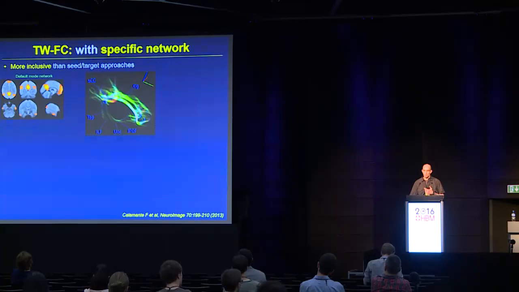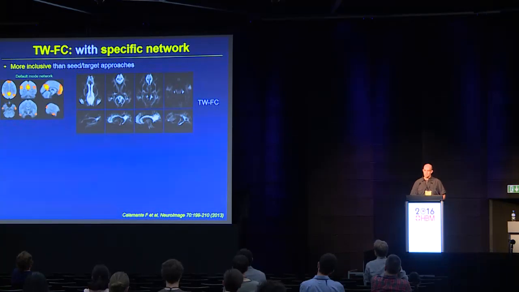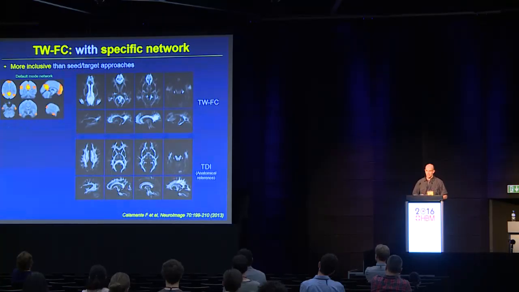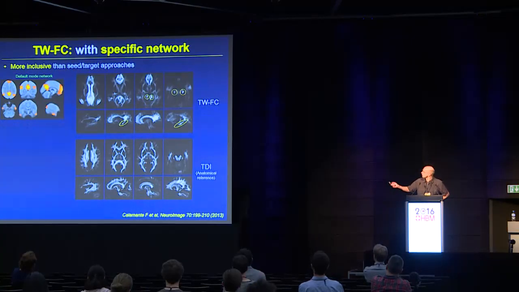The advantage of the approach that has been shown, compared to this seed-target approach, is that it's more inclusive. And this is illustrated here. So we have here, again, a track-weighted functional connectivity of the default mode network. The top row are 4 axial slices. Here are 4 sagittal slices. And again, for anatomical reference, I have the track density image on the bottom. And if you look at this area here, sorry, it's hard for me to see from here. I'm trying to see what is there and then see where I point.